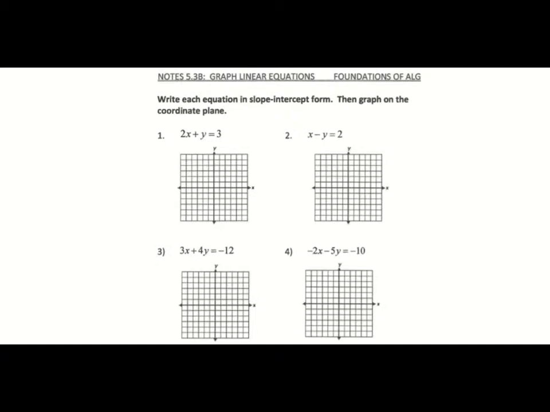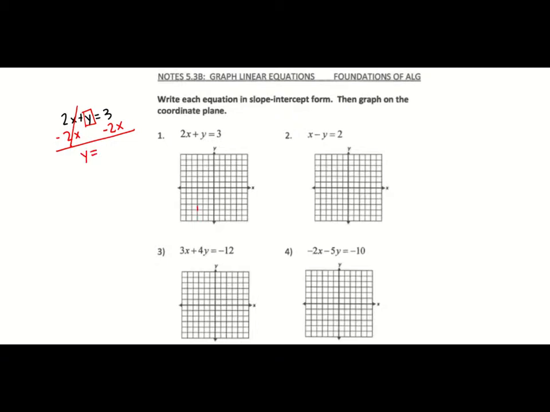So if we look at number 1, we have 2x plus y equals 3. To get y by itself, we need to get rid of the 2x. So we want just the y by itself. We've got to start with what's furthest away from the y, so I'm going to subtract that whole 2x term from both sides. That way it cancels or goes to 0 on this side of my equation. Then I can get y by itself.